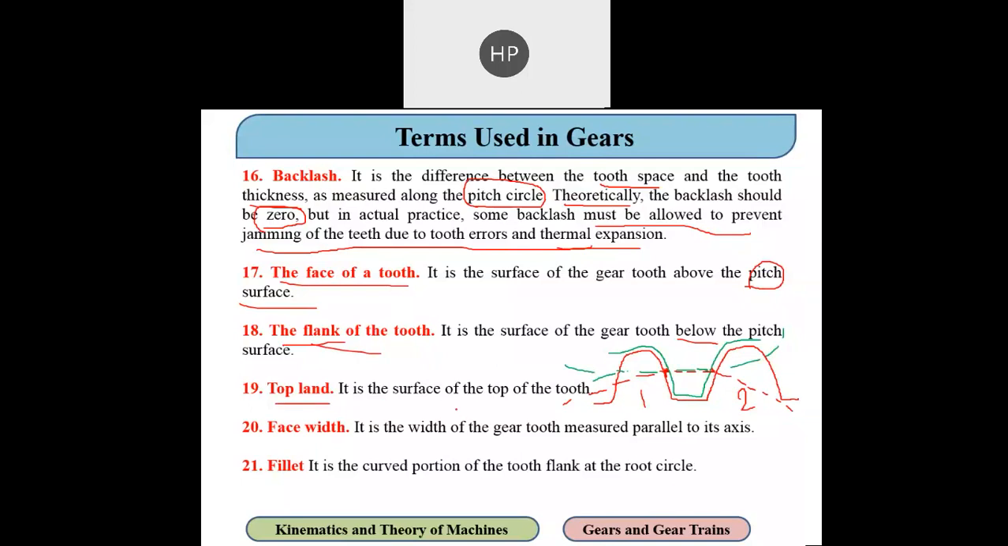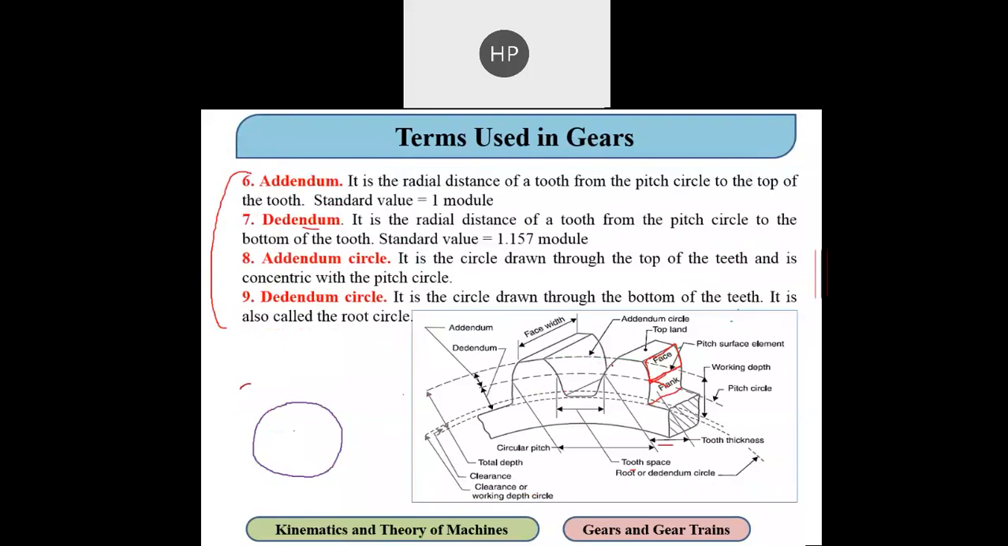Then top land: it is the surface of the top of the tooth. So this whole surface is known as a top land. Okay, it is at the top, and that's why it is known as a top land.